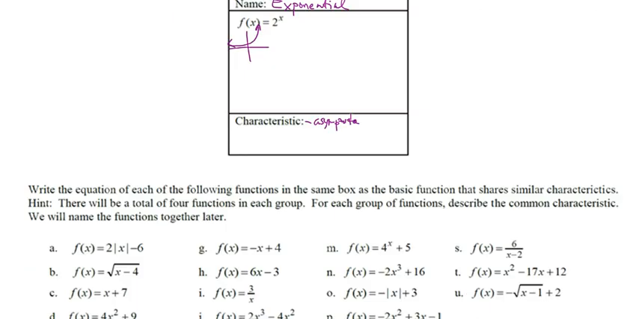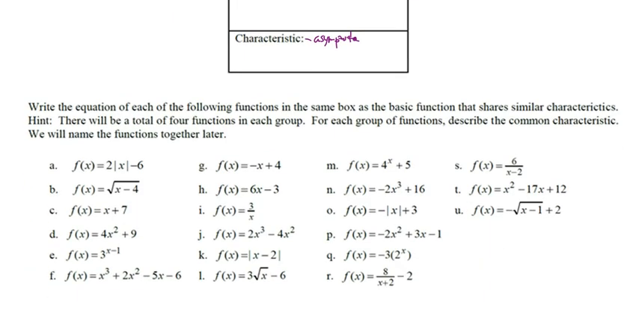Write the equation of each of the following functions, or put the letter for each one, in the same box as the basic function that shares similar characteristics. Hint, there will be a total of 4 functions in each group. For each group, describe the common characteristics. We'll name the functions together later. Or sooner, because we already named them. I guess you were supposed to do this first.